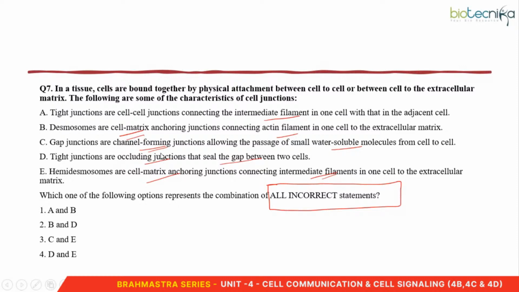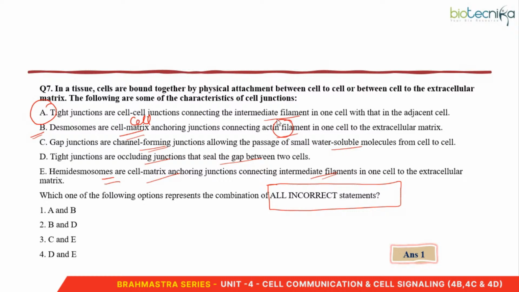Okay, Arzu. Yes, you're absolutely correct. A and B are the incorrect statements for this question. So what should come over here? Why is statement A incorrect? B is incorrect because, as you rightly said, tight junctions and desmosomes are cell to cell interactions, while hemidesmosomes are examples of cell to matrix interaction. Another important point over here: are they connecting actin filaments or intermediate filaments?